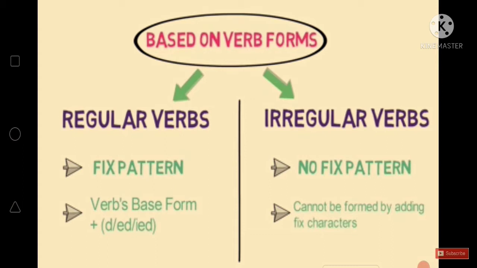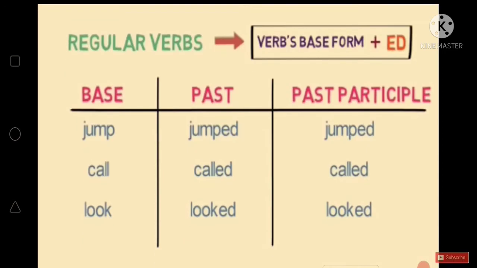The forms can be divided into the base form or the present form, then the simple past and the past participle. In that we follow the pattern: with the base form of the verb we can add d, ed or ied. But for the irregular verbs there is no fixed pattern. They cannot be formed by adding fixed characters.